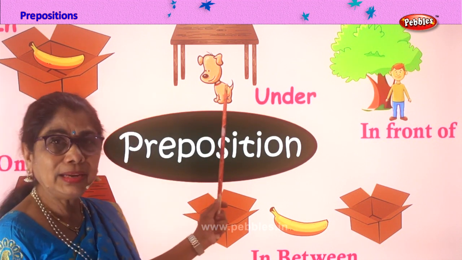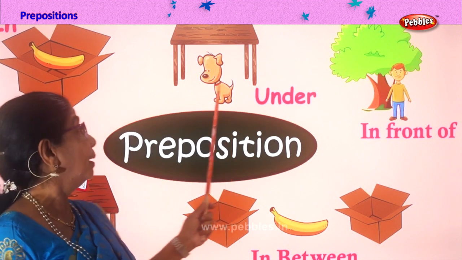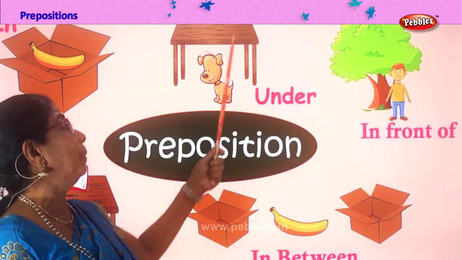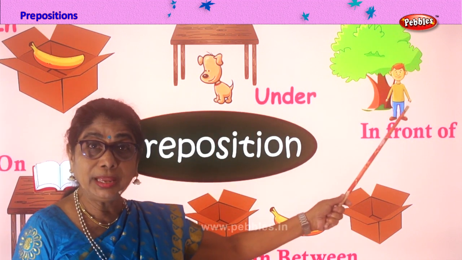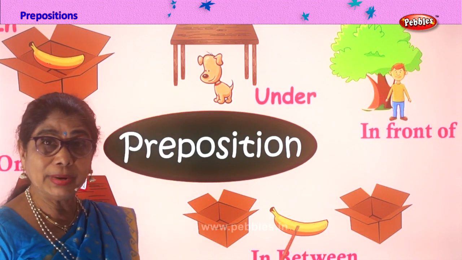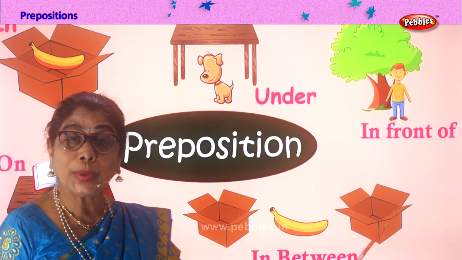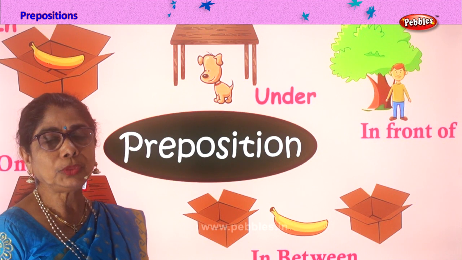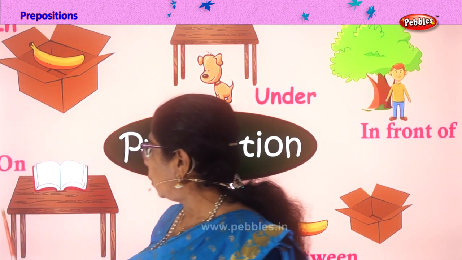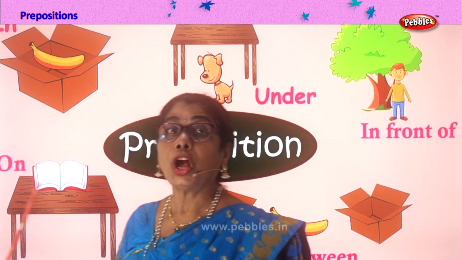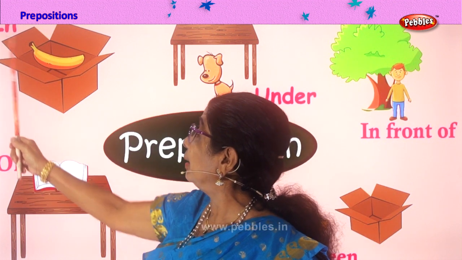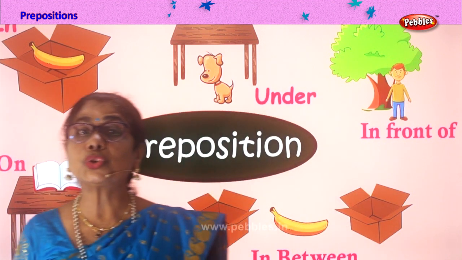Look, where is this little doggy or puppy? Under the table. Where is the boy? In front of the tree. Where is the banana? Between two boxes. Good. Here. Where is the book? On the table. And where is the banana? In the box.